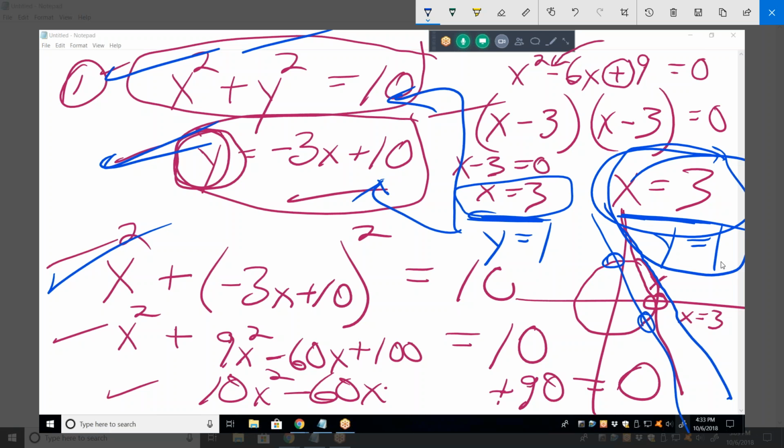And the fact that we only have one solution, if I happen to know that that's a circle, then I know that that straight line is tangent to that circle. But you don't really need to know that. In other words, you don't need to know that it's tangent. You just need to know the solution. And the solution is x equal 3, y equal 1. And that does satisfy both of those equations. x equal 3, y equal 1.